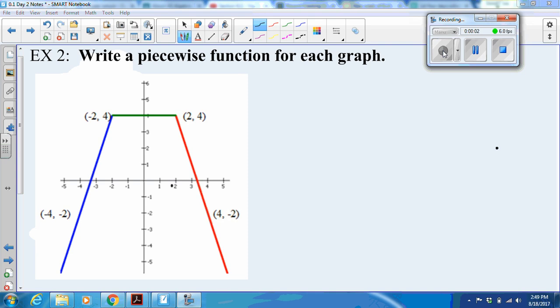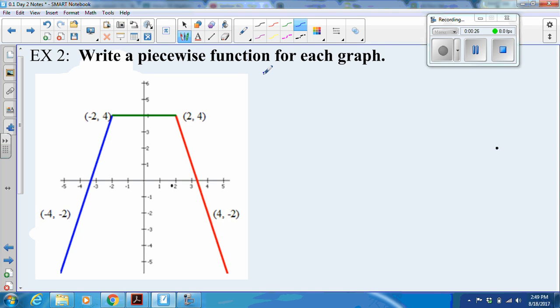So here are the rest of the notes for section 1, day 2, writing piecewise functions. Here's example 2. As you can see, we now have 3 lines, meaning we will have to create 3 equations. For each of these equations, we do have to find the slope, okay? So remember, to figure out the slope, you can either count, or I would recommend maybe using the formula.